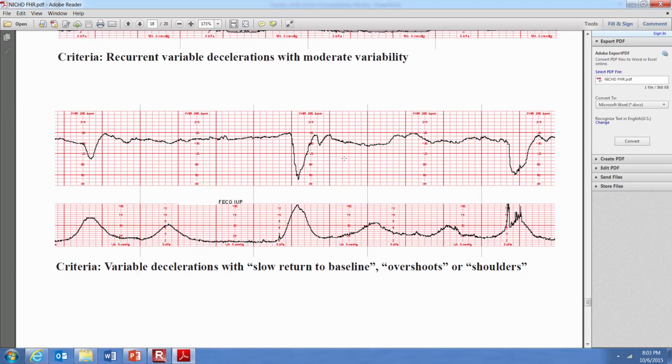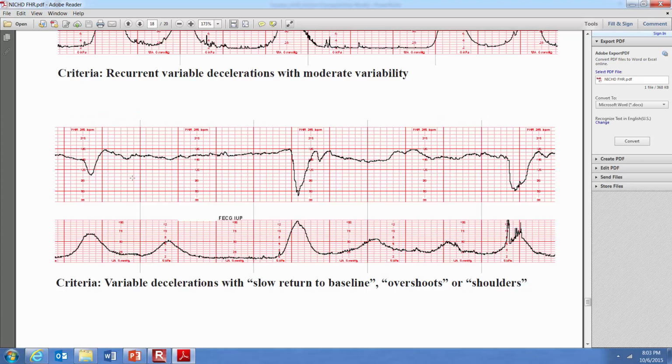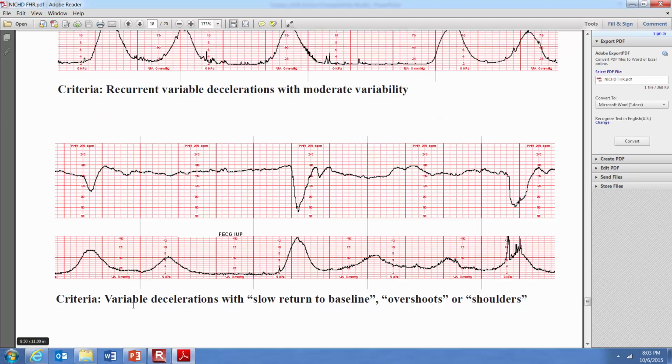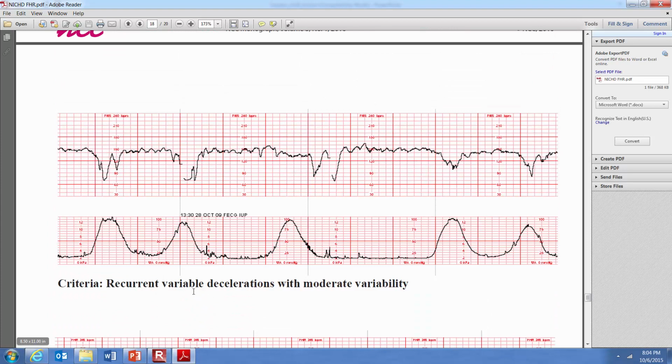Now let's look here. Okay? We're gonna go up. So we have variable decels, but we don't have them with 50% of our contractions. Okay? We have 3 here, and we have 1, 2, 3, 4, 5, 6. Okay, so yeah, you can say 50%. But we don't have absent variability. That's important. I'm sorry. We have to have absent variability to be in category 3. Okay, we don't.